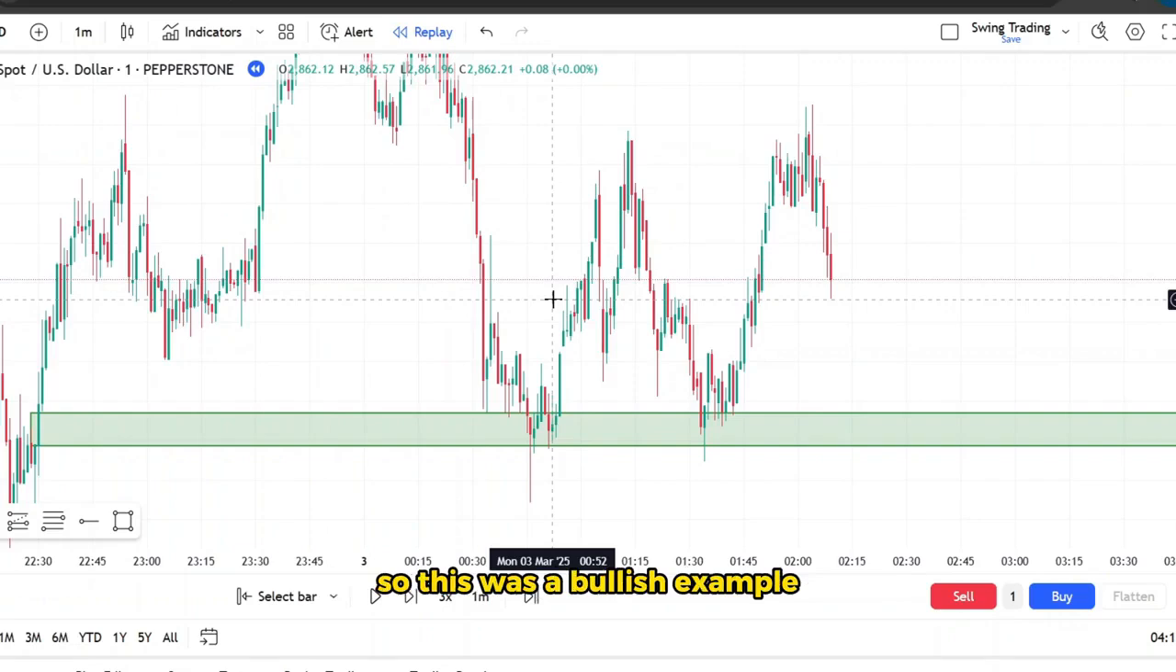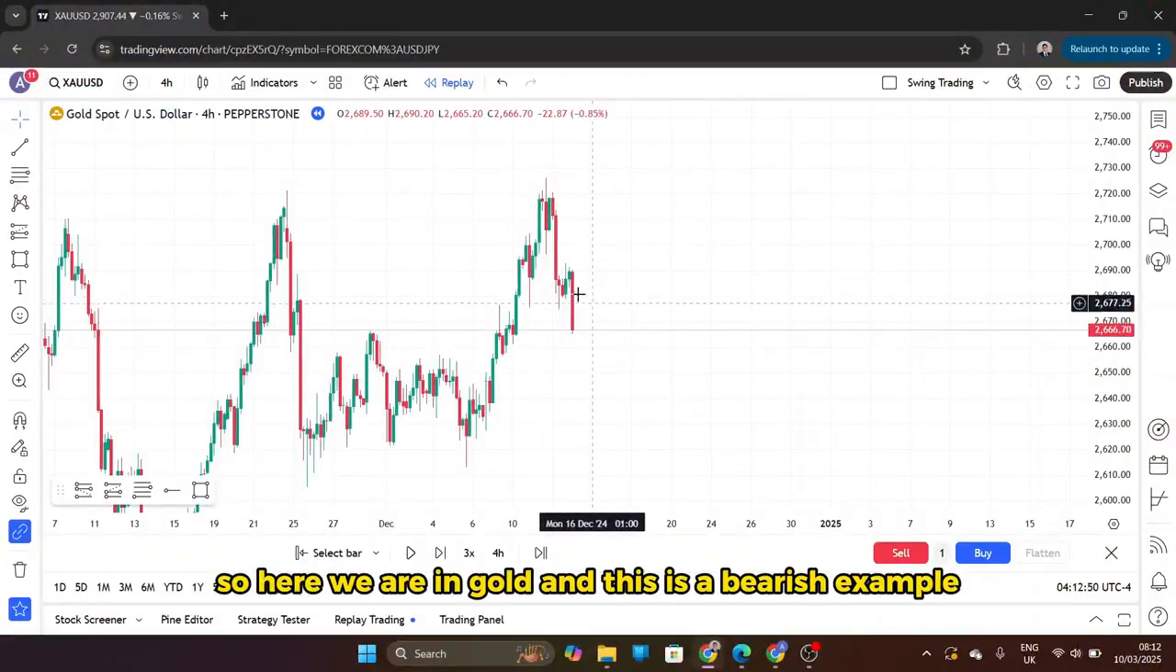So this was a bullish example. I know gold's been bullish for months now, but I'm going to show you a bearish example because the exact same principles apply, just in reverse. Okay, so here we are on gold, and this is a bearish example.